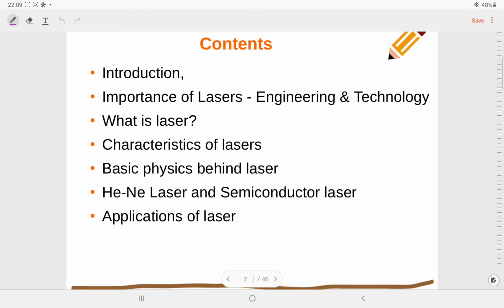So this lecture series is about our first unit, which is related to the laser. Today we are going to understand all the basic concepts about the laser. As we know, the laser plays an important role in today's world and in our technology, because laser technology has so many applications in various fields of our life.